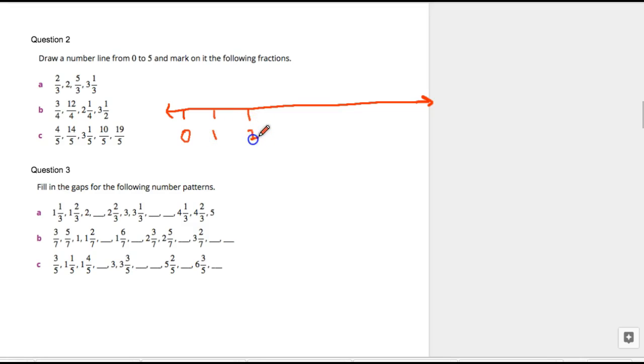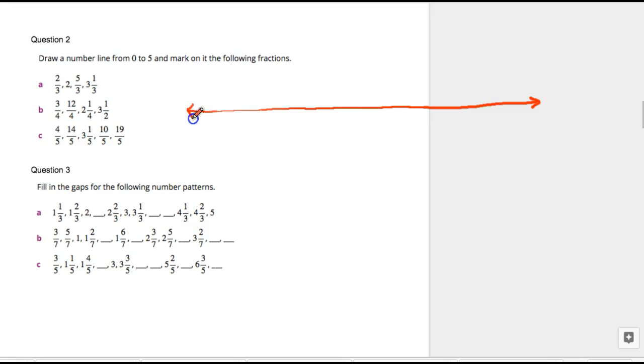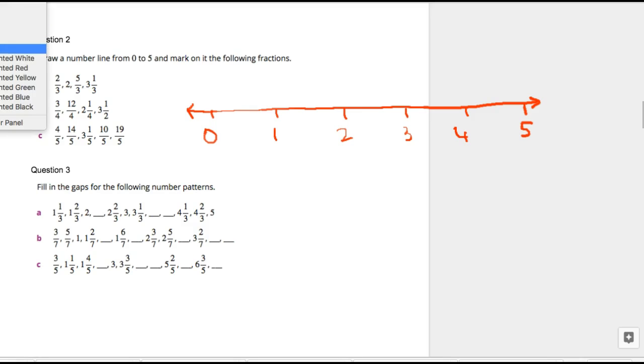0, 1. Actually, you know what? I need to do this a bit bigger. Just because I'm working with quarters this time, so I need a bit more space. You're doing it with your ruler, you probably are going to be okay. Okay, so 0, 1, 2, 3, 4, 5. Okay, so this time we're dealing with quarters. You can see one of the denominators is a half, but remember a half is the same as 2/4. So we'll deal with that in a sec.